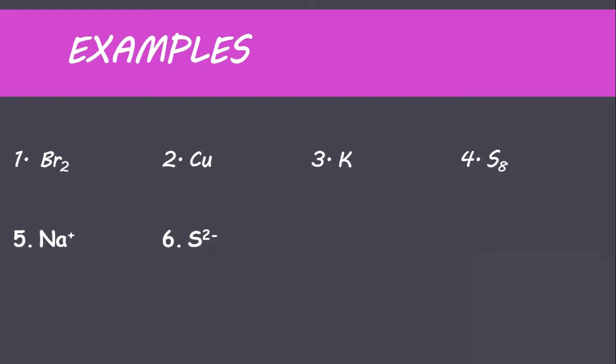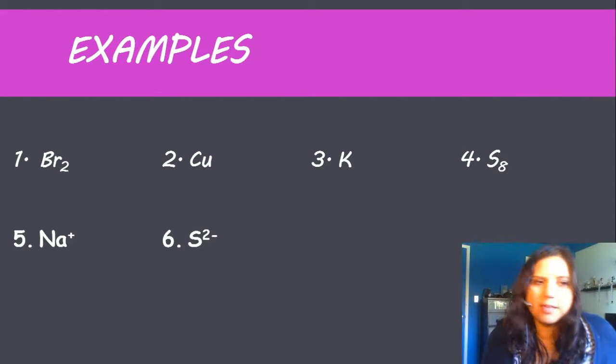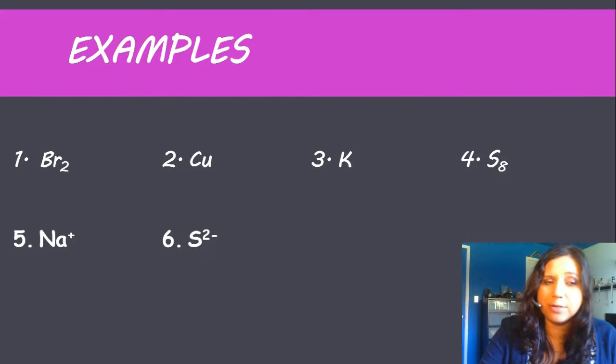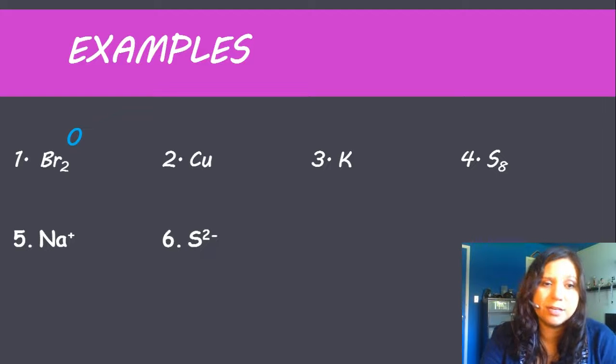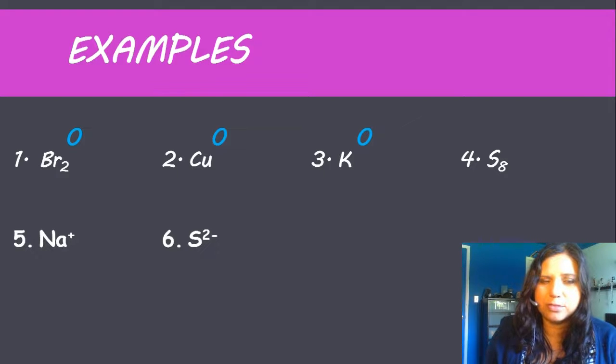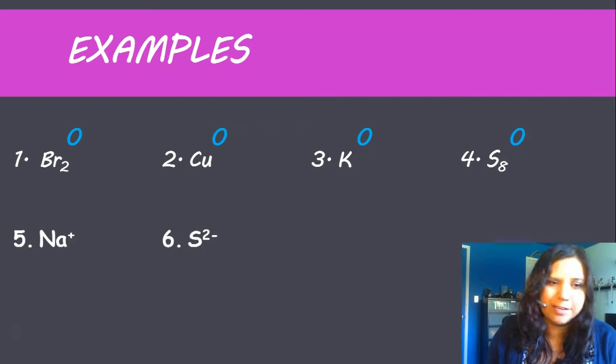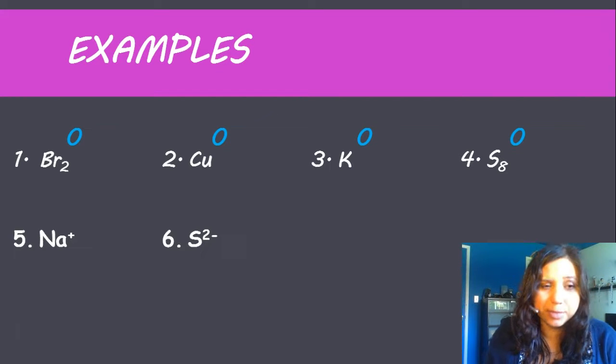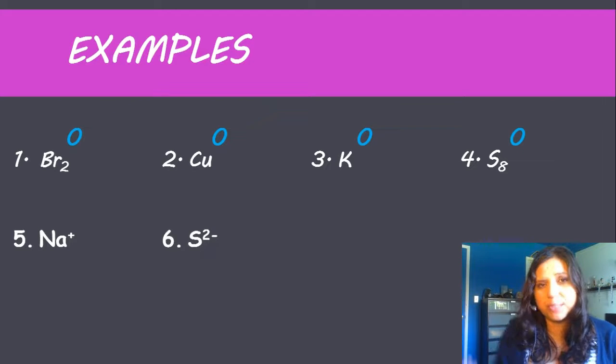All right, so let's do some examples. Okay, so we have Br2. This is an element all by itself, so therefore it has an oxidation number of 0. Okay. What about copper? All by itself, 0. Potassium, all by itself, 0. Sulfur, all by itself, even though there are 8 of them, 0. Okay. Next row, sodium with a plus charge. Now, because it's all by itself, it would normally be 0, but it has a charge, which means it's an ion and not just an atom. So we just look at the charge that it has.